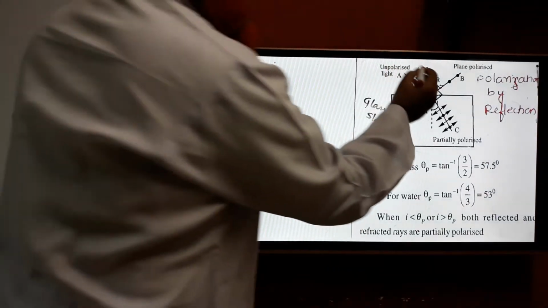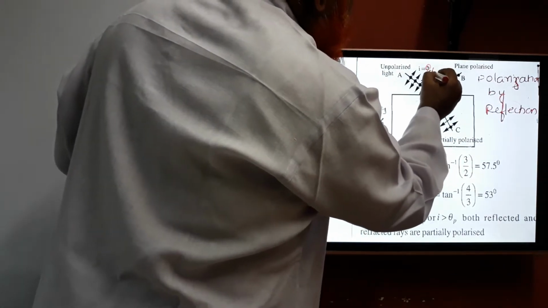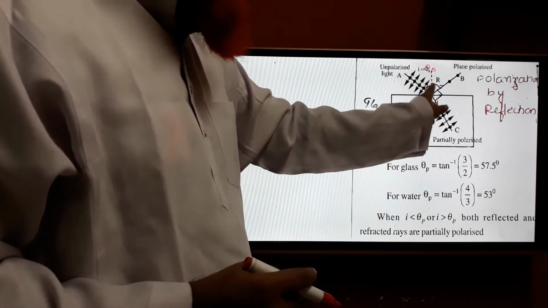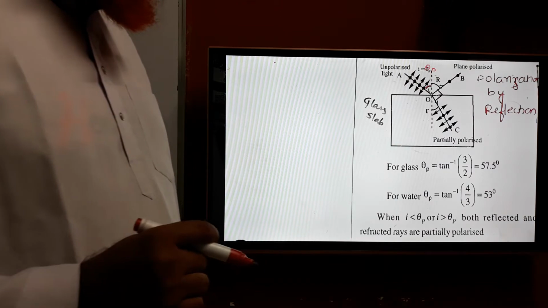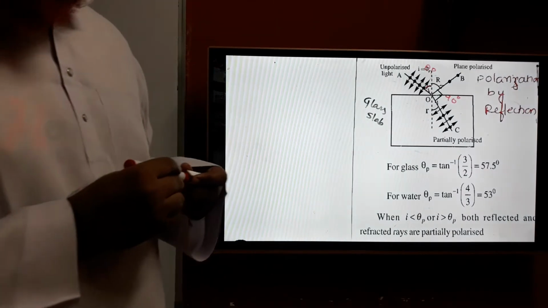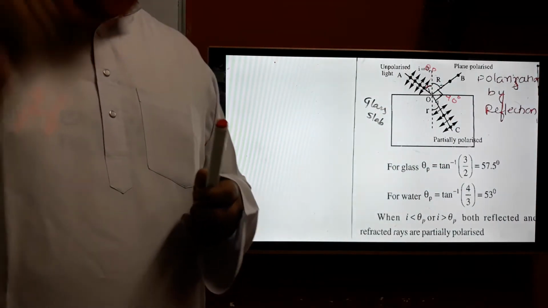And whatever angle you are getting here is called the polarizing angle, represented by the letter theta p. So we have to find out what that polarizing angle is. And there is one condition here in this case. The reflected and refracted light rays make exactly 90 degrees. That is the condition here. The reflected ray and refracted ray make exactly 90 degrees.